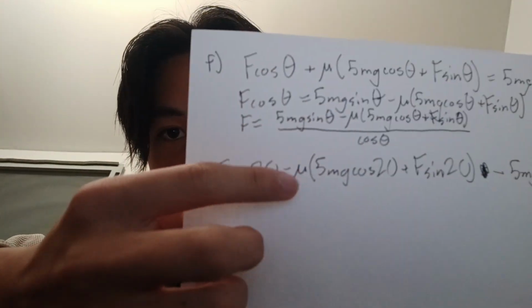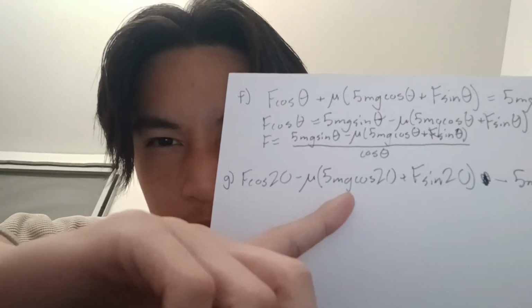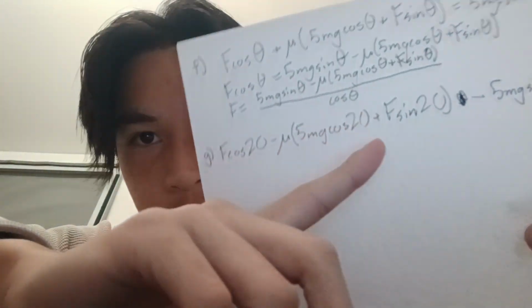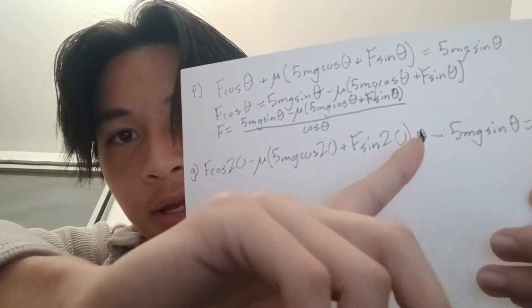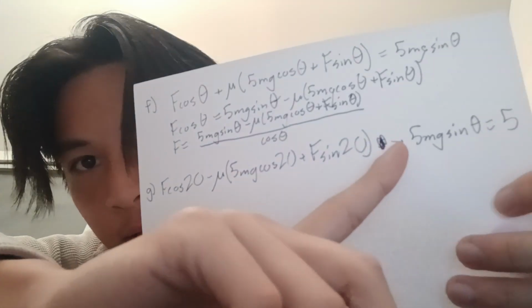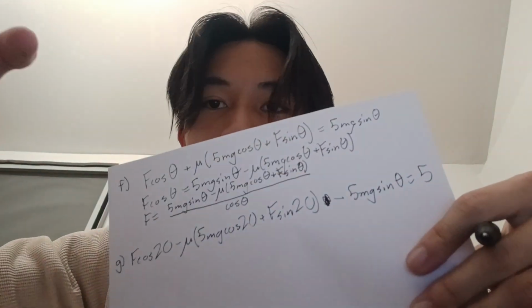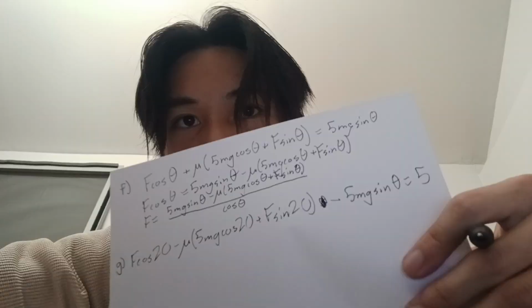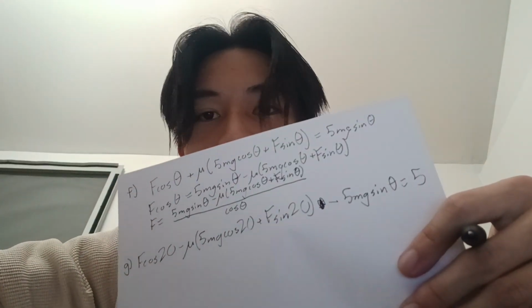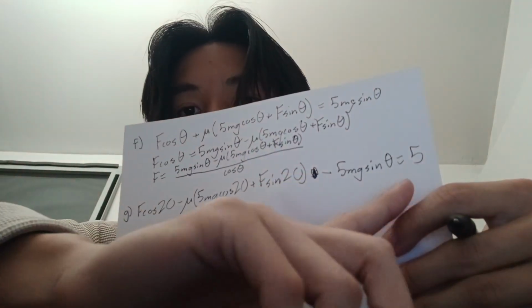F cosine 20 minus mu 5 mg cosine 20, plus F sine 20. I almost wrote an equal sign here. Forgive that. Minus 5 mg sine 20. Equals 5, because again, 5m is the total mass. m is 2. 5 times 2 is 10. And then it's accelerating at a rate of 0.5 meters per second squared. 0.5 times 10 would be 5. And so we can just work that all out and plug in the given values.